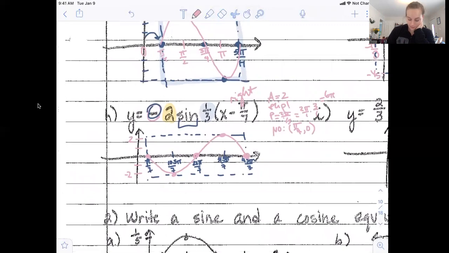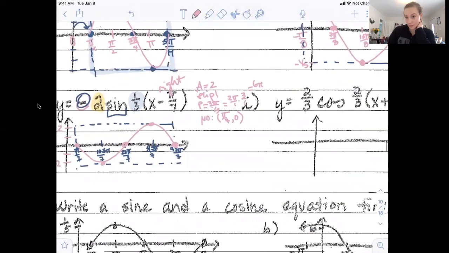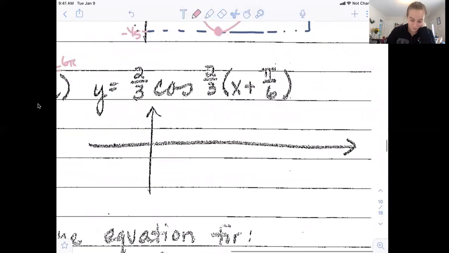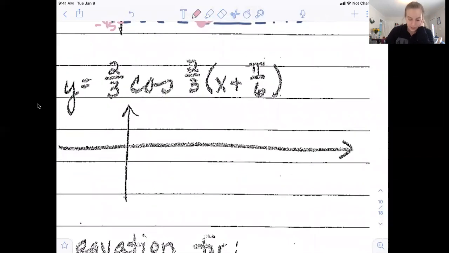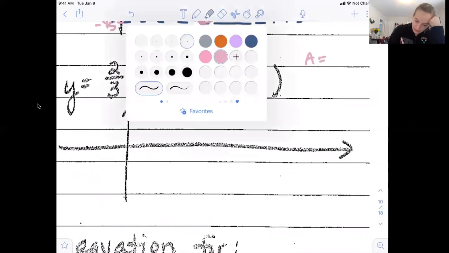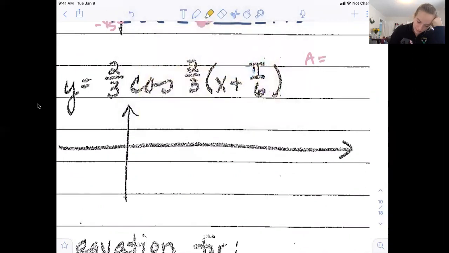All right, one more. Well, I lied. There's a couple more on the next page, but one more on this page. Okay. All right, my amplitude is always the number up front. 2/3. My period is affected by this 2/3. I'm gonna do 2π/2/3.